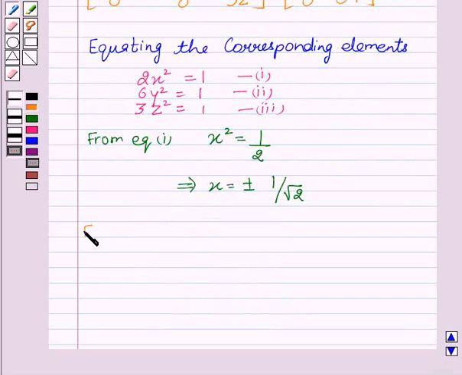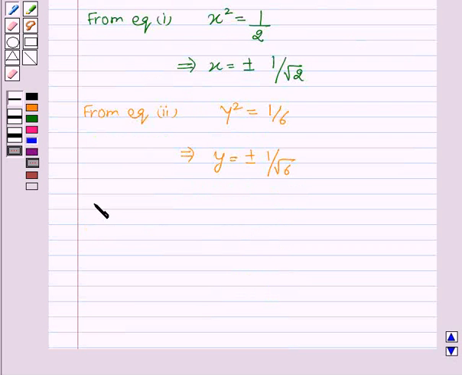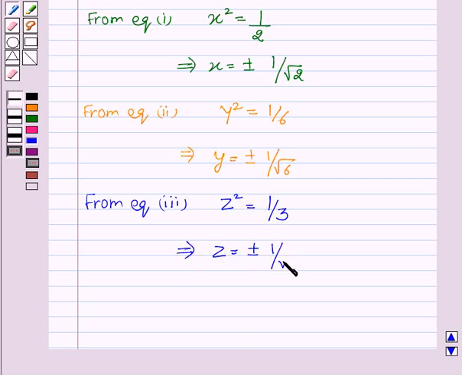From the second equation, we get y squared equal to 1 by 6. This implies y equal to plus minus 1 by root 6. From the third equation, we have z squared equal to 1 by 3. This implies z equal to plus minus 1 by root 3.